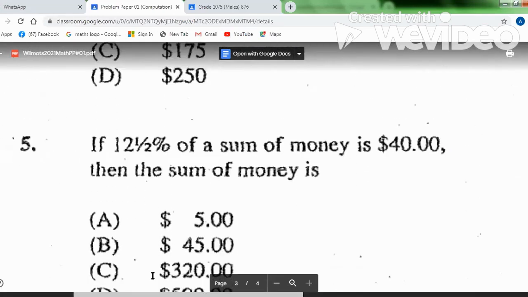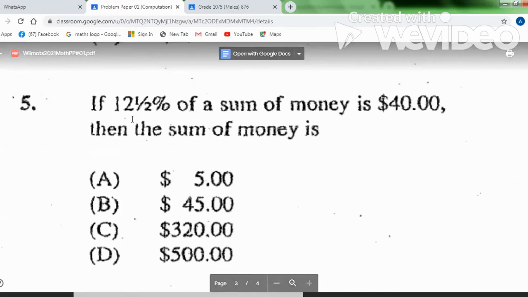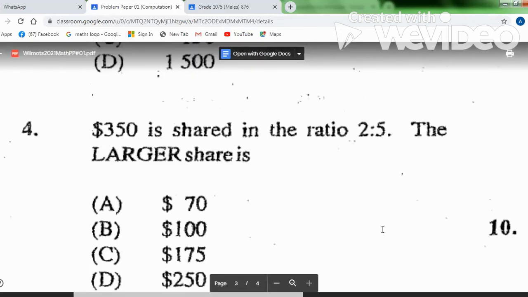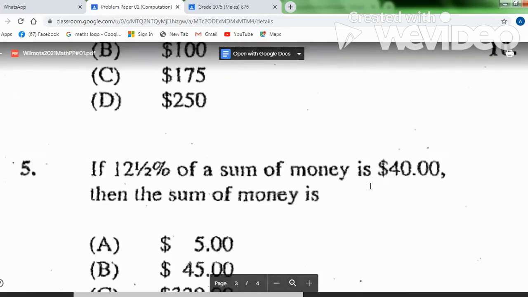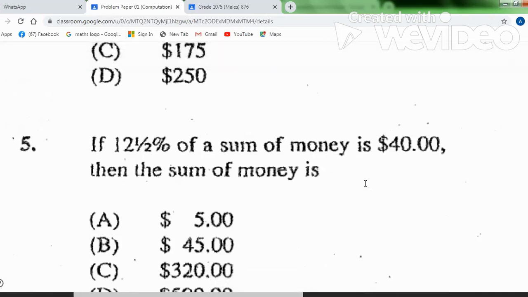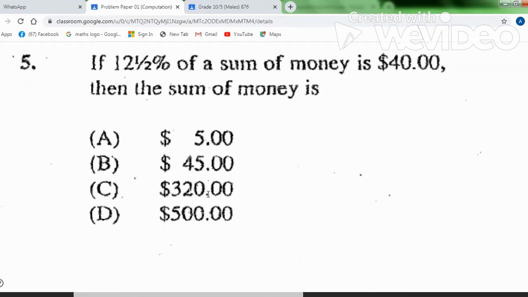Alright, I won't be able to work it out because I have less than a minute, but it couldn't be A nor B. Let me just explain something. It can't be A nor B because 12.5% of 5 can't give you 40, not true? And 12.5% of 45, I don't think that will give you 40. So it's either between 320 or 500. It's actually 320. 320? Yeah.